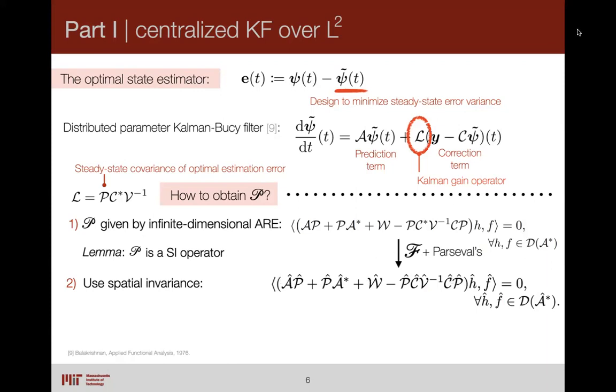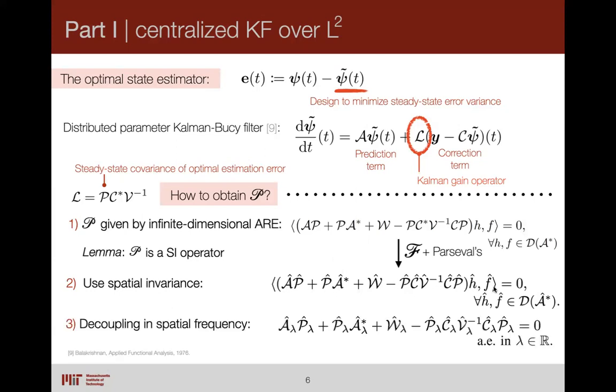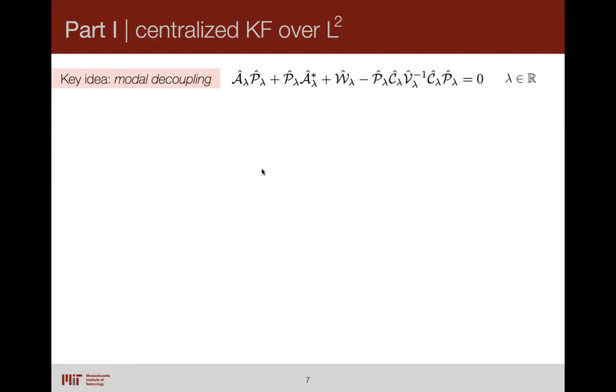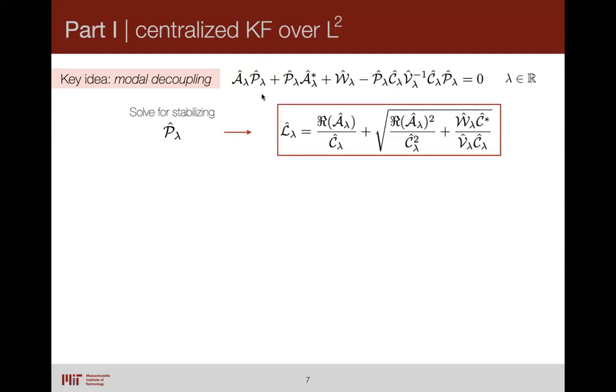Now, under the further assumption that the domain of my adjoint operator is dense, which will happen, for example, when we are looking at differential operators, this equation decouples. What we have is that this product of the Fourier symbols has to be 0 pointwise in lambda. So this idea of modal decoupling again proves to be very useful because it now allows us to solve this Riccati equation in closed form. If we assume that we are looking at PDEs where the state at a given spatial location x and time t is a scalar, I can just solve for the power spectral density of my estimation error in closed form. And from there, I can obtain the Fourier symbol of my Kalman gain in closed form.